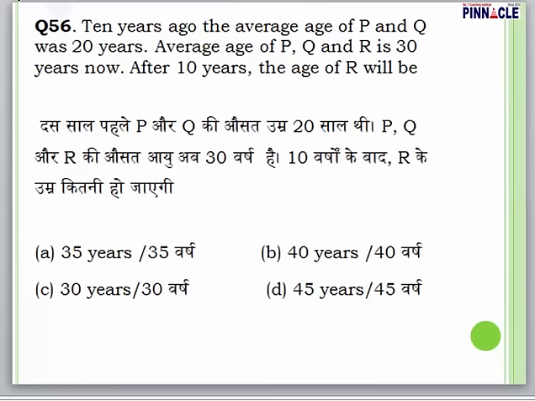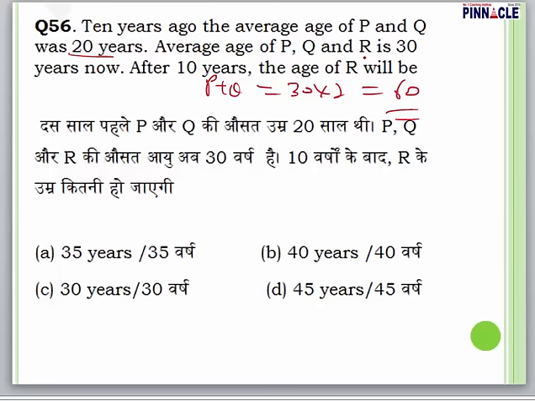Next question, question number 56. In this question, 10 years ago, the average age of P and Q was 20. Average age of P, Q and R is 30 years now. After 10 years, the age of R would be how much? So 10 years ago, P plus Q total age would be 20 into 2, so 30 into 2, you can say 60 is the total age now.